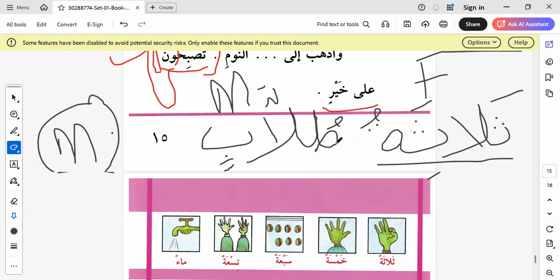And secondly, the relationship between the adad and the ma'dud is idafa. Those are the things you need to take note of. Idafa. ثلاثة طلاب. ثلاثة is مضاف and طلاب is مضاف إليه. And the third thing is that your ma'dud will be nakira. So we say طلاب. ثلاثة طلاب. Okay.